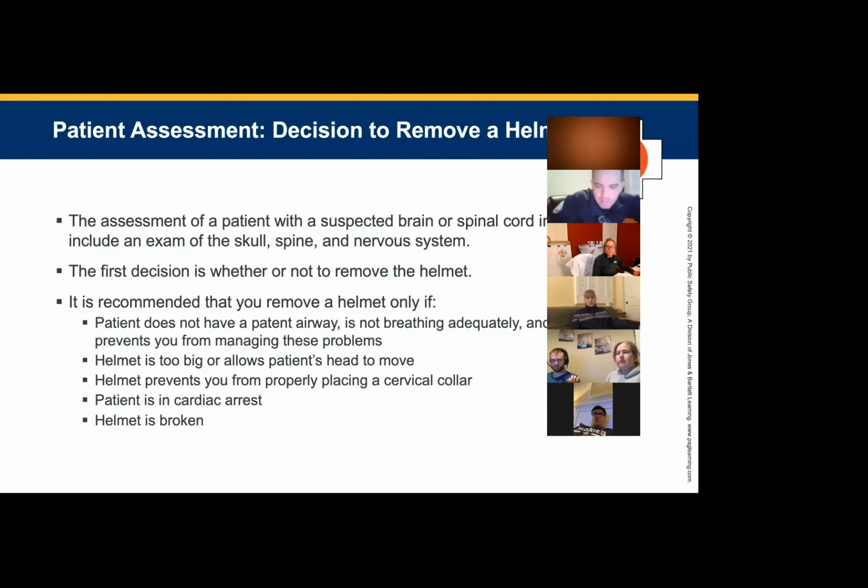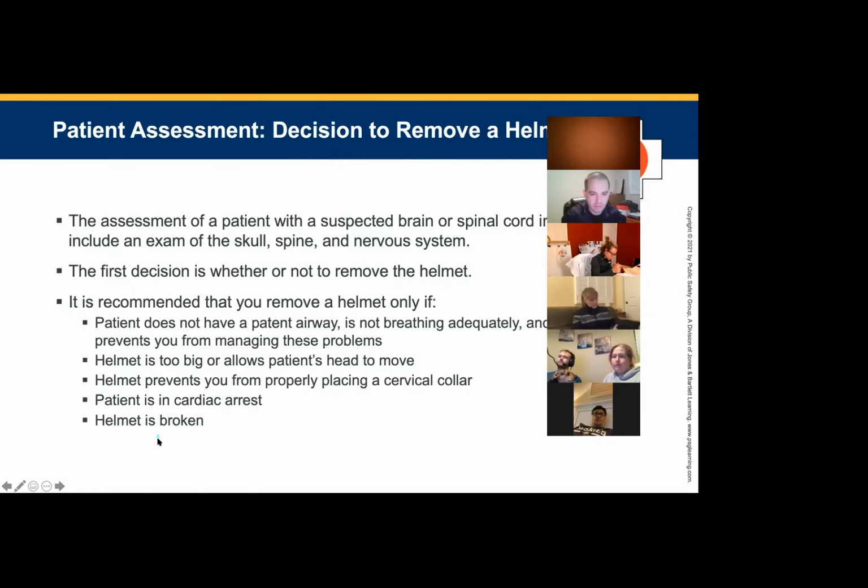Now, if they are wearing a helmet, we may need to remove it. It's only recommended that you remove a helmet if the patient does not have a patent airway, is not breathing adequately, and the helmet prevents you from managing these problems. If the helmet is too big or allows the patient's head to move, we want to remove it. If it prevents us from placing a C-collar, we want to remove it. Any patient in cardiac arrest, we need to make sure their helmet comes off. And if their helmet is broken, we want to go ahead and remove it.